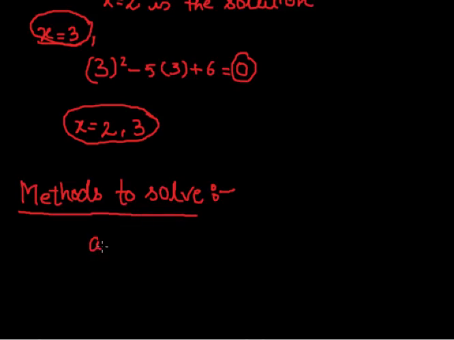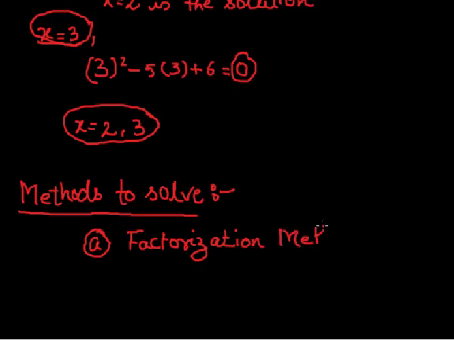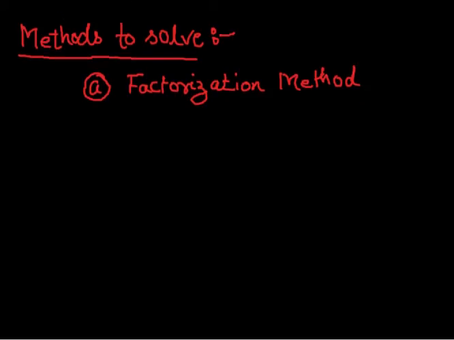The first method is the solution by factorization method. When we discuss it, we'll know more about this method. The second method for solving the quadratic equation is to make the equation a perfect square.